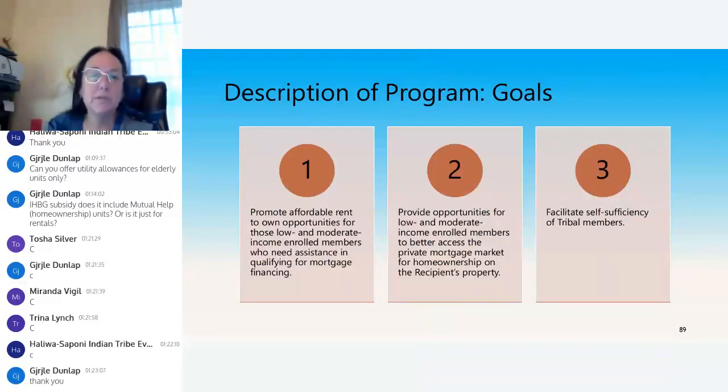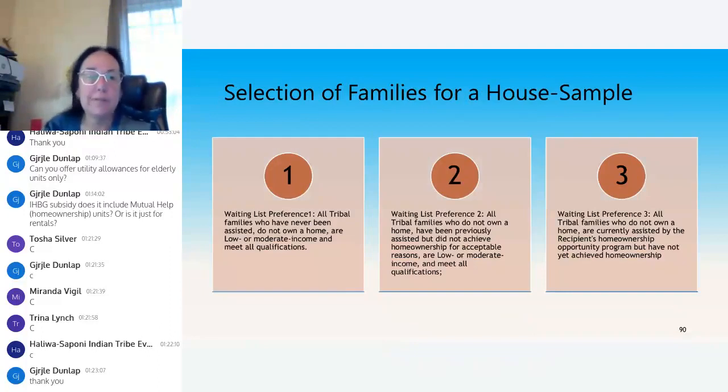The description of the program goals: promote affordable rent to own opportunities for those low and moderate income enrolled members who need assistance in qualifying for mortgage financing. Provide opportunities for low and moderate income enrolled members to better access the private mortgage market for home ownership on the recipient's property, and to facilitate self-sufficiency for your tribal members.